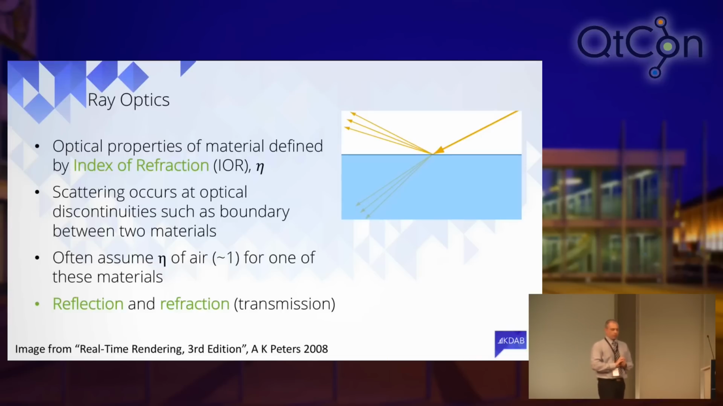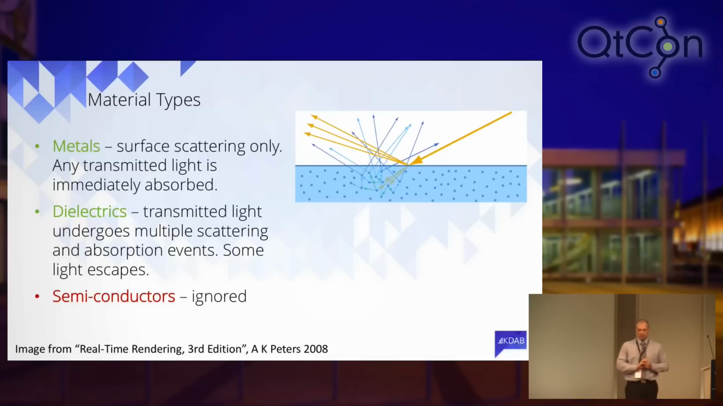Now, there's two types of materials we're going to consider, metals and dielectrics, i.e. conductors and insulators, because they tend to behave very, very differently with how they interact with light. So, metals, first of all, they undergo surface scattering only. So if you shine light on a metal, a pure metal, it will reflect most of its light. Any light that does get transmitted into the metal is immediately absorbed because metals have a sea of free electrons, and that very quickly gets rid of any light that penetrates.